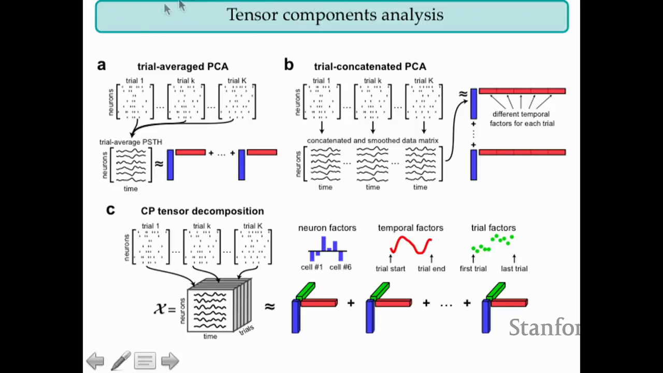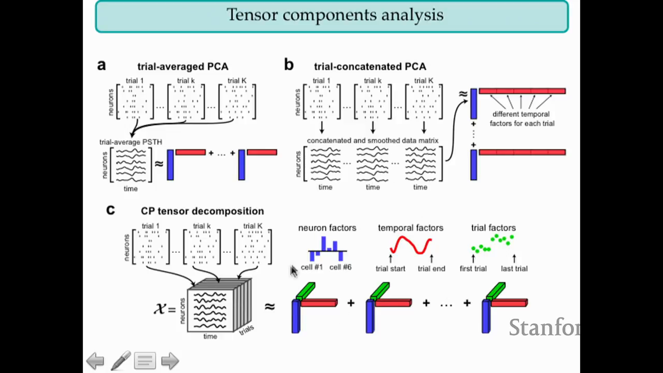Okay? The approach that we used was to use something called canonical polyadic tensor decomposition. For neuroscientists, we called it tensor components analysis to rhyme with PCA. It's called TCA. But the mathematical technique that we're using is canonical polyadic tensor decomposition. It's a generalization of PCA in the following sense. You can take these neurons by time matrices and stack them into a third-order tensor, and then decompose this tensor into a sum of rank 1 tensors, okay?